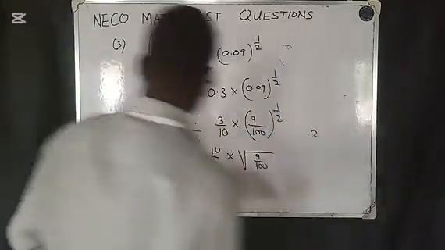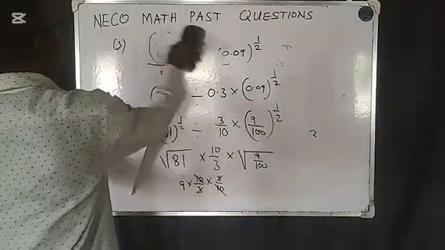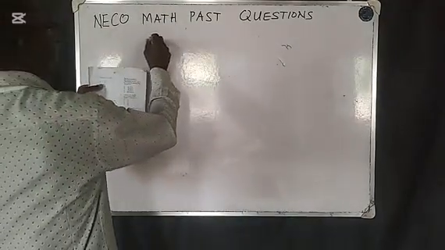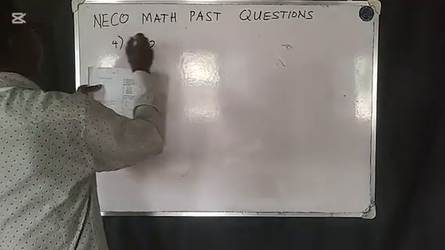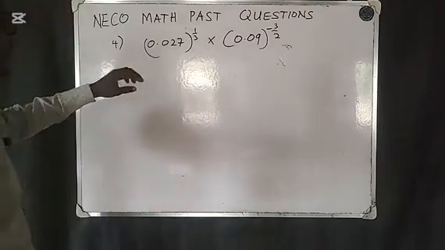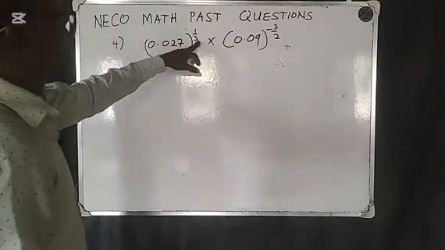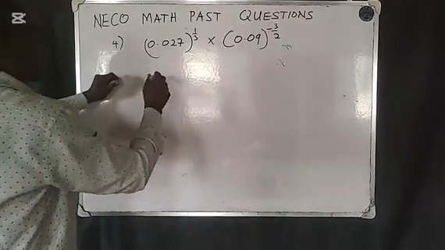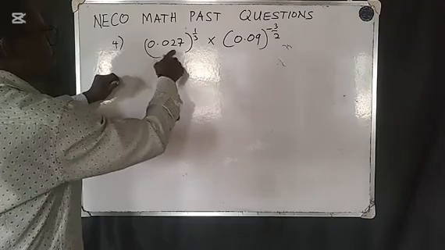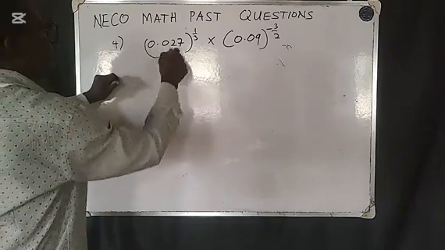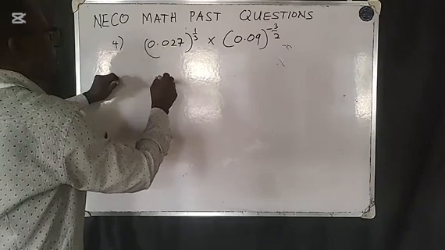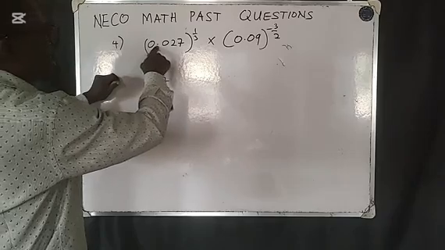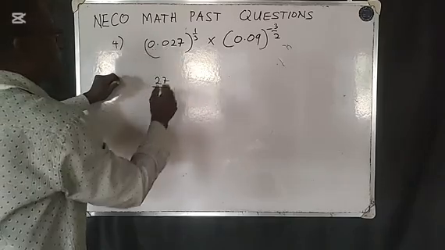Let's move to the next one, which is number 4. Number 4 says simplify this. Another indices question. To solve this one, the denominator is 3 this time around. This number, as I told you, write it in fraction form. Write it as if it's a whole number, 27 over 1. This decimal point, right? To the right of the decimal, how many digits? 1, 2, 3. So we put 3 zeros.